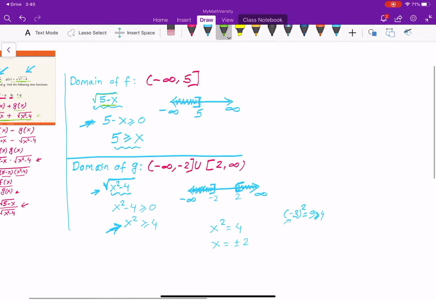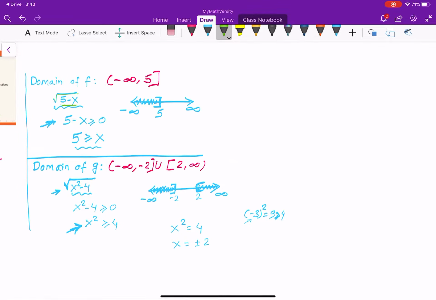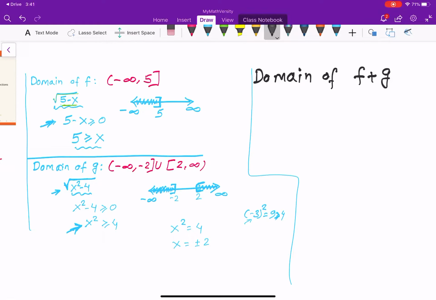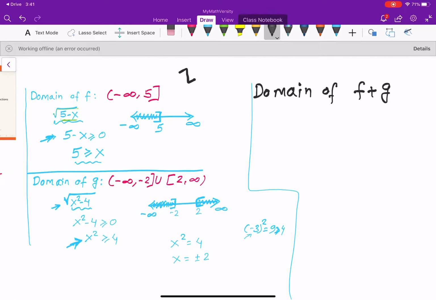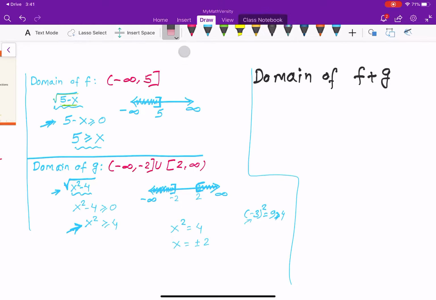So if you look into these two pictures over here, and if your goal is to find the domain of f plus g, then you just need to see the common domain, just need to look into what are the common real numbers on these intervals. So how can you find that? Let's try to draw a real line over here from negative infinity to positive infinity, right?